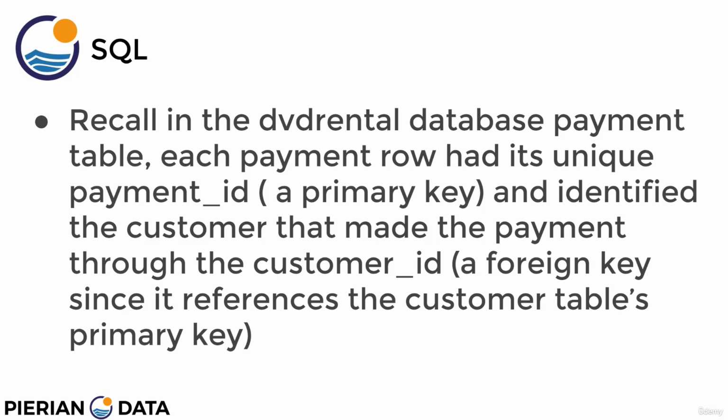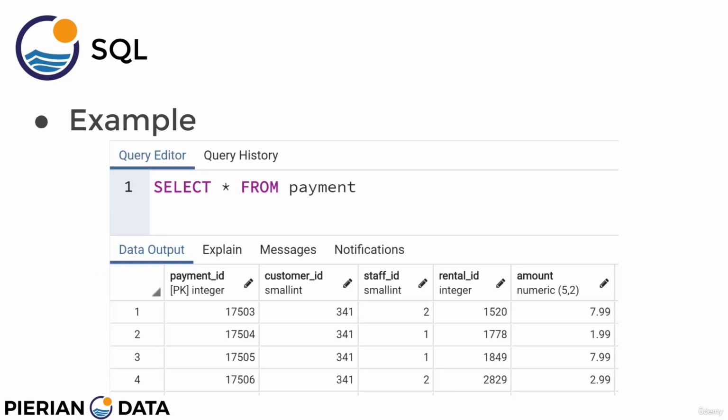So for example, recall in the DVD rental database payment table, each payment row had its unique payment ID, which was a primary key for the payment table, and it also identified the customer that made the payment through the customer ID. The customer ID within the payment table is a foreign key, since it references the customer table's primary key. So for example, let's check out and grab a subset here from the payment table.